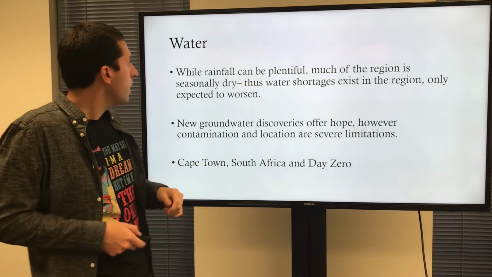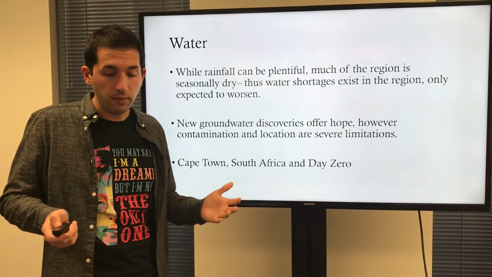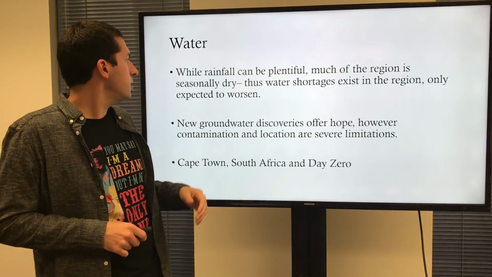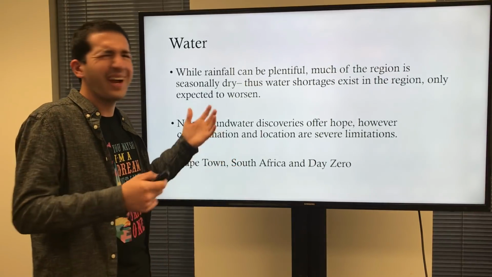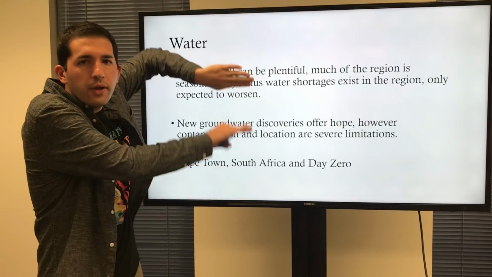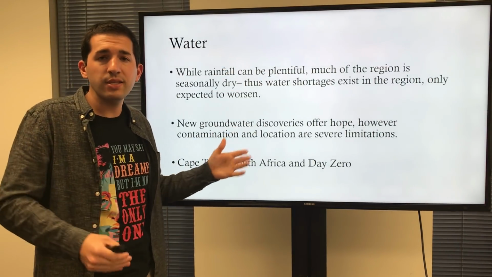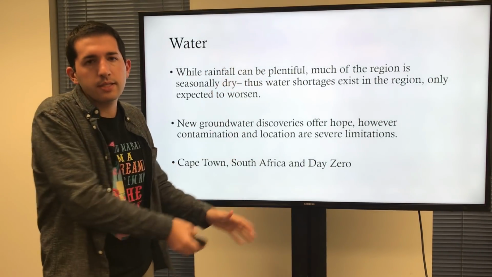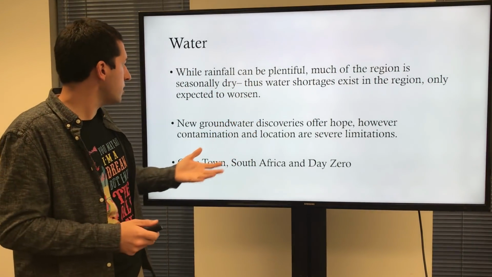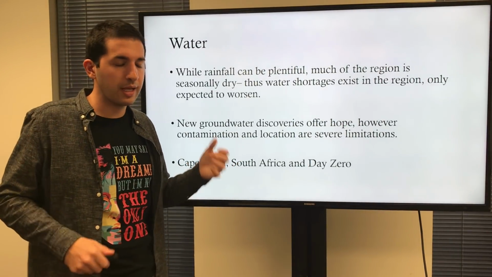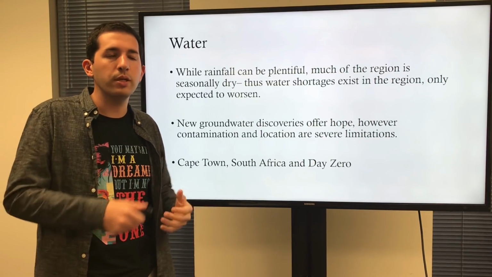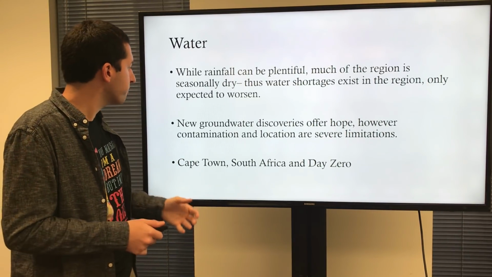Food and water. While rainfall can be plentiful, because we saw that through my demonstration in my hands, much of the region is seasonally dry. We kind of know that. Remember, we saw the Sahara, we saw the Sahel, we know what's going on. We know that those areas are also pretty dry seasonally, but then those winds shift and it takes a little bit of water in each direction for a little bit of the year. But water shortages exist in the region, and they're only expected to worsen because of climate change and because of rapid urbanization and a lot of humans obviously populating the continent.